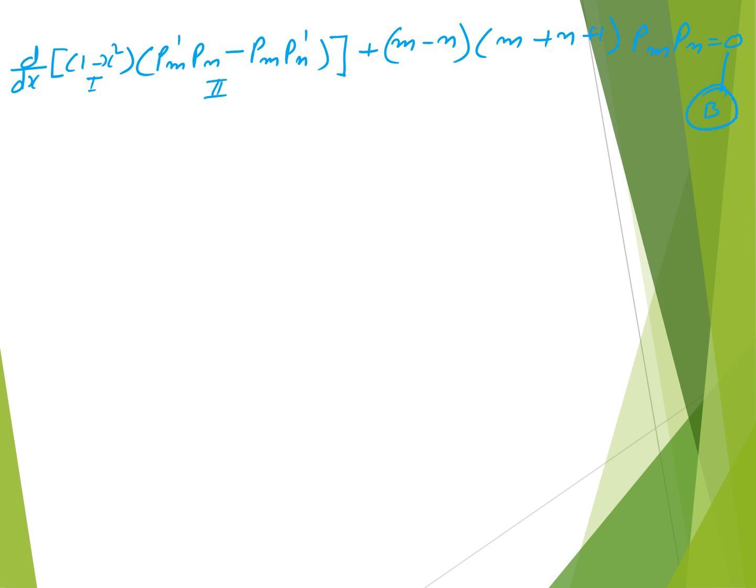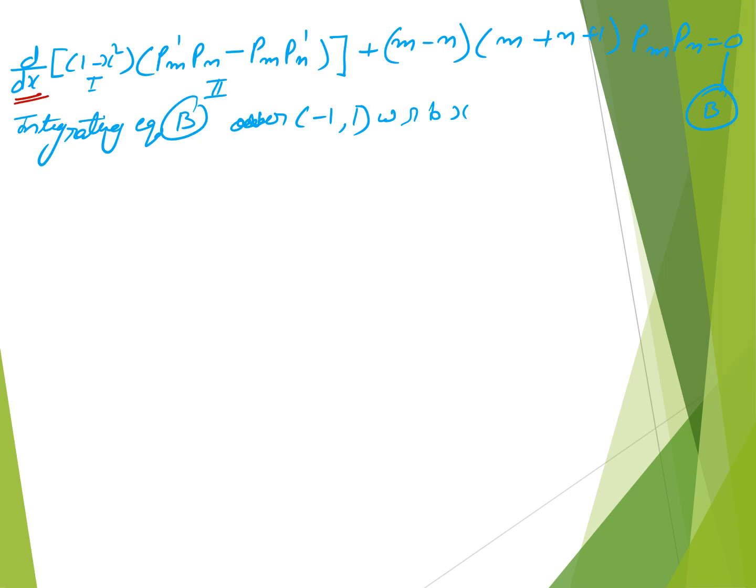Now integrating equation B over minus 1 to 1 with respect to x, we get from the left side of this, because over here we have a differentiation with respect to x, so we get (1 minus x square) into (Pm dash Pn minus Pm Pn dash).